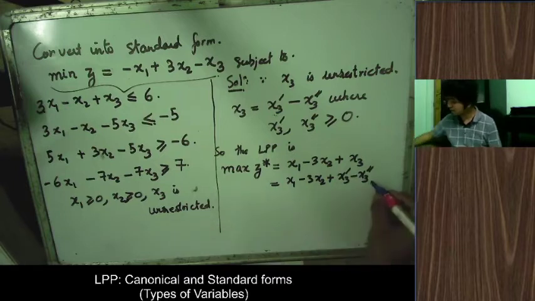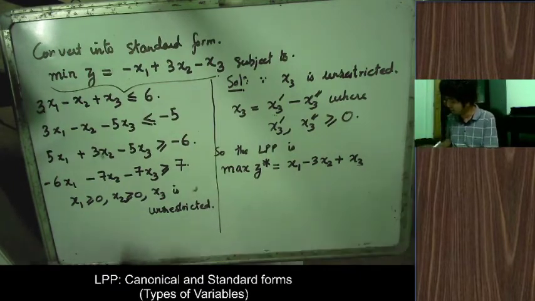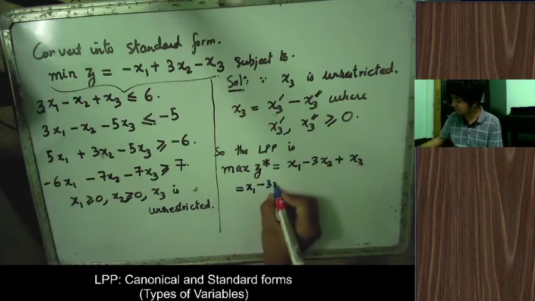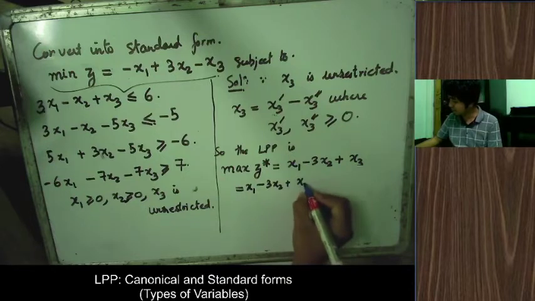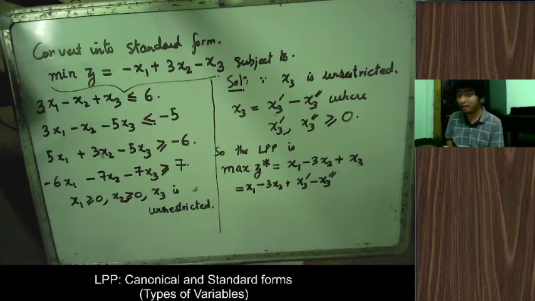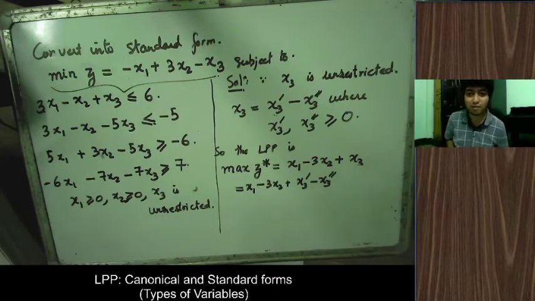Okay, and then just leave some space over here as well. Maybe I will write it to the left side. Max z star is equal to this, x3 dash minus x3 double dash. And then just leave some space. You will see why. But for now, just leave some space over here.